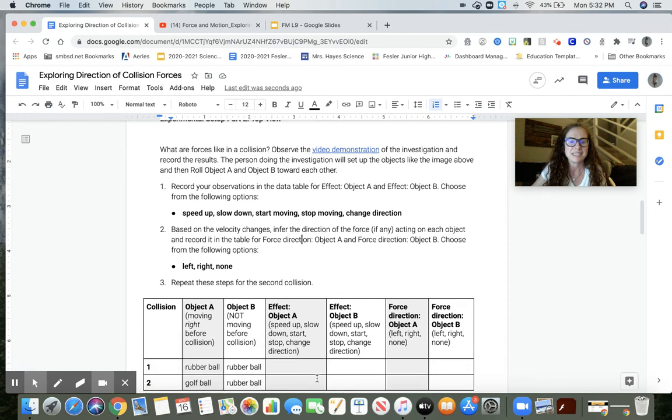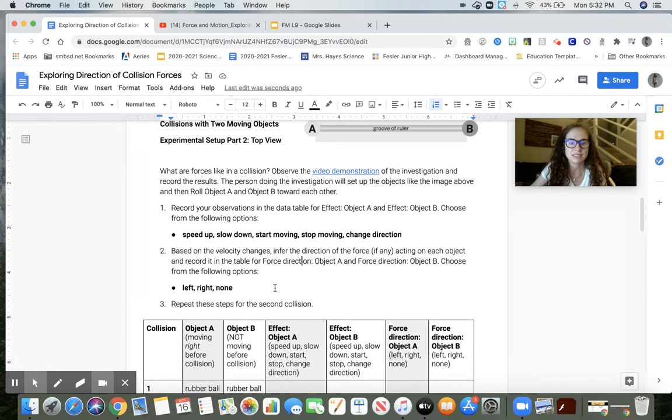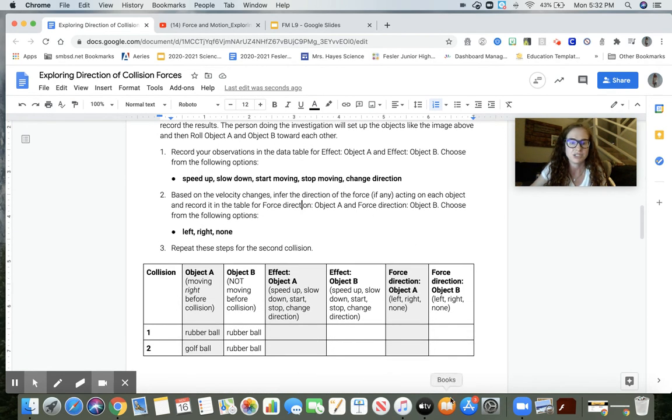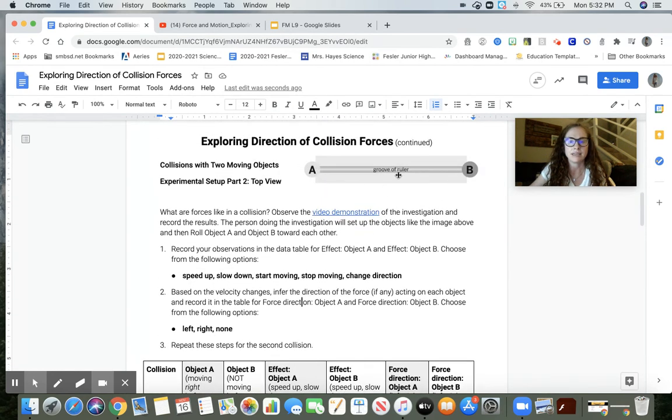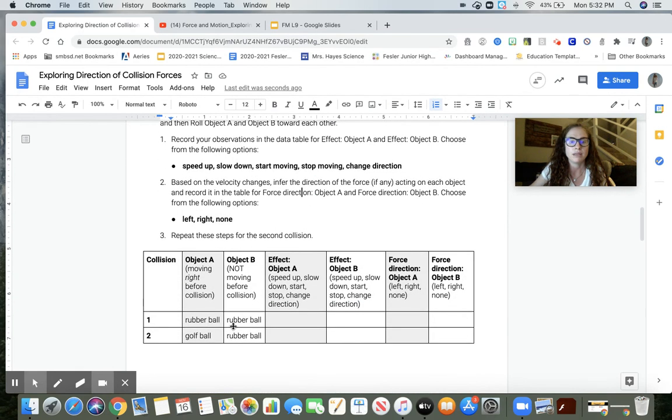The second video is doing the same thing. It's the same kind of explanations down here. It's just that instead of having the object in the middle of the ruler, we have the objects at either side. So the rubber ball and the rubber ball are both coming, and then they're going to hit each other.